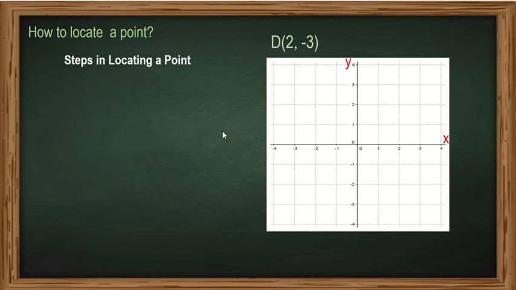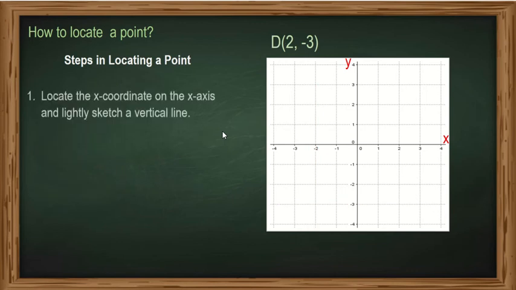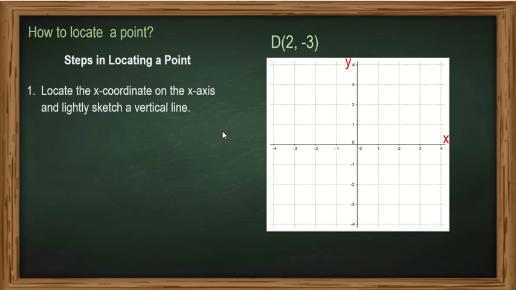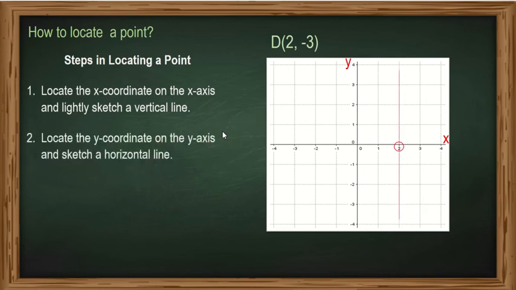Next, we have point P with coordinates (2, -3). Step 1, locate the x-coordinate. That's positive 2, found on the right side of the x-axis. Then lightly sketch a vertical line. Step 2, locate the y-coordinate. It's negative 3, so it's found in the lower part of the y-axis. Then lightly sketch a horizontal line. Finally, step 3, find the point where the two lines meet. This is now the location of point P.